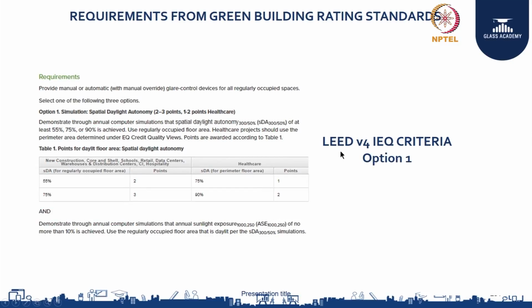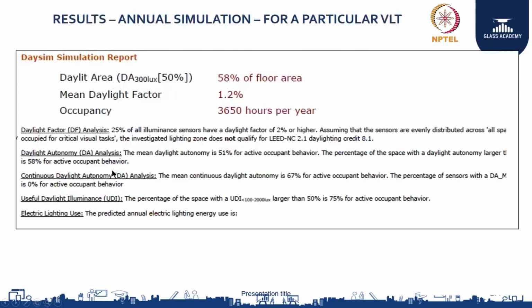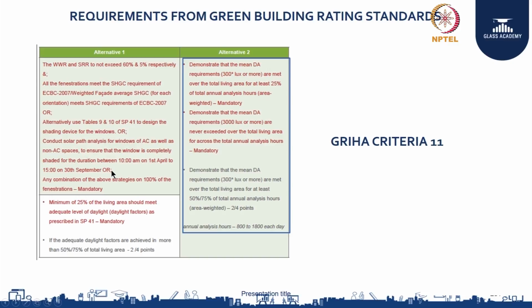And this is one requirement from USGBC LEED which talks about the same 300 lux, and they are saying that it should be 55%, 75 and 90% for different types of buildings like new construction or core and shell. This is their typical rating system, different rating systems that they have. For schools they have a different rating system, etc. So if you get 55% and above you get 2 points, and 75% and above you get 3 points. So these are all examples of different rating systems and what importance they give for this kind of daylighting indices.